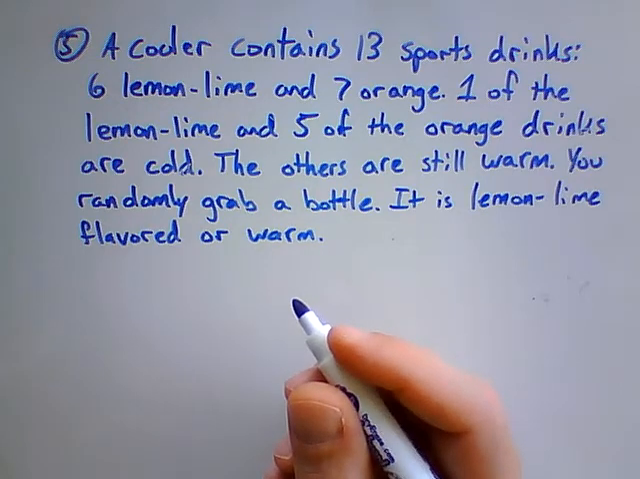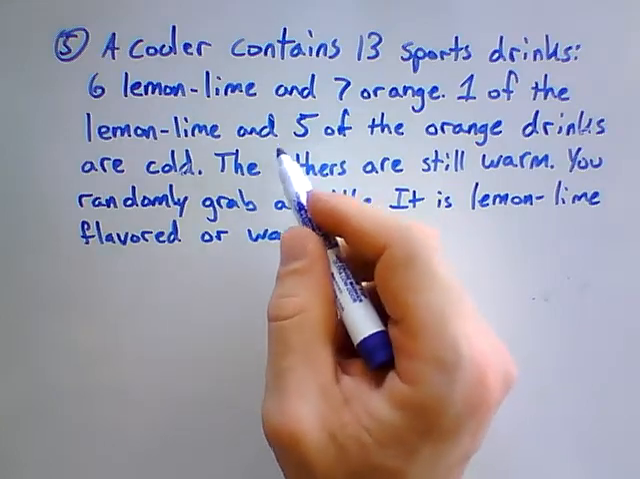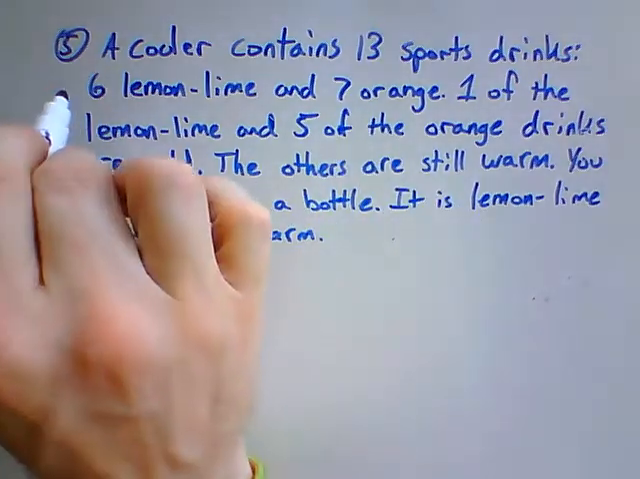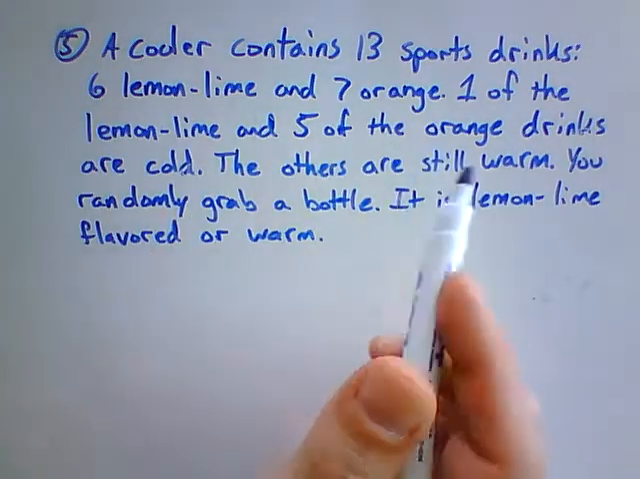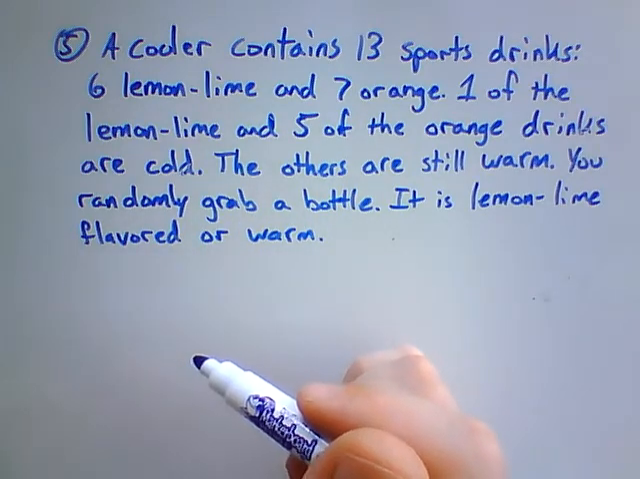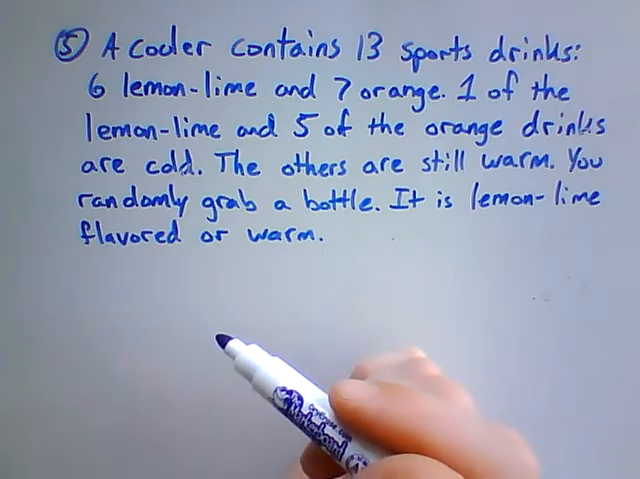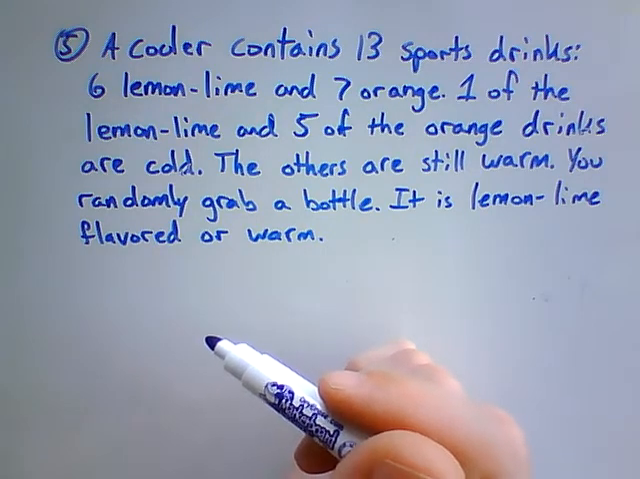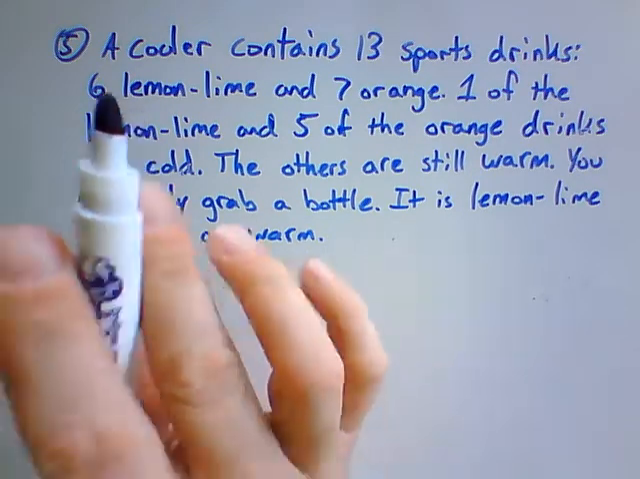A cooler contains 13 sports drinks, 6 lemonade, 7 orange. By the way, notice that I changed all the word numbers to number numbers. It makes it easier to find. 1 lemon lime and 5 of the orange drinks are cold. The others are still warm. We only grab a bottle. It's lemon lime flavor or warm. So, we're going to do the pictures today.